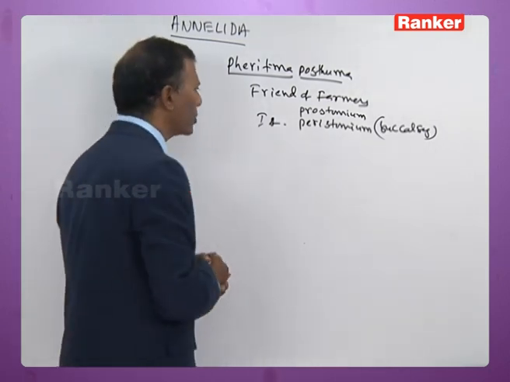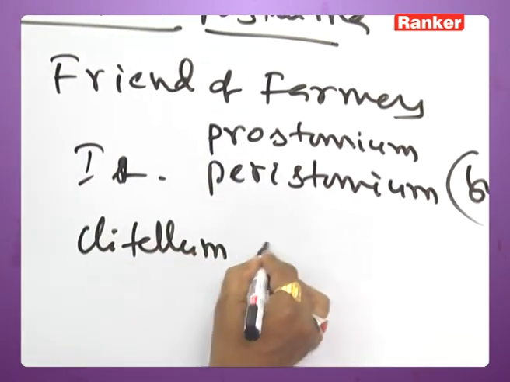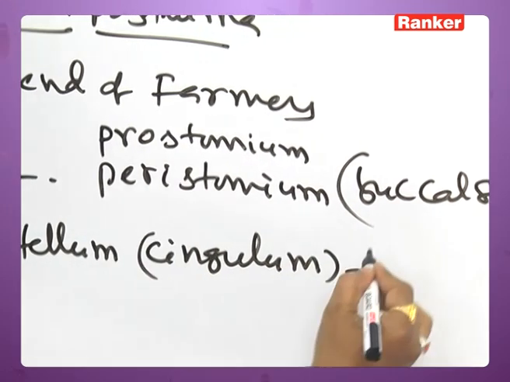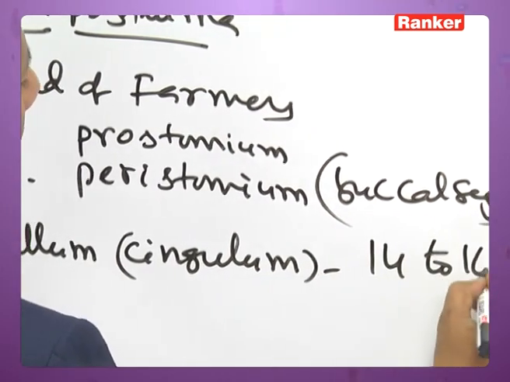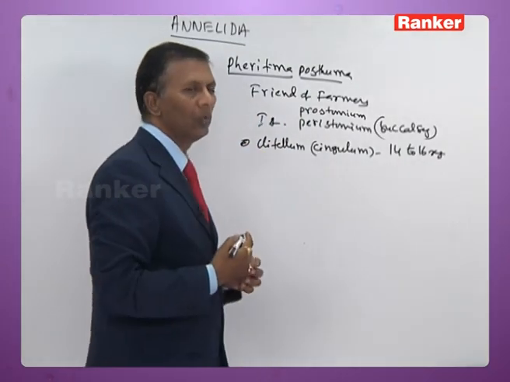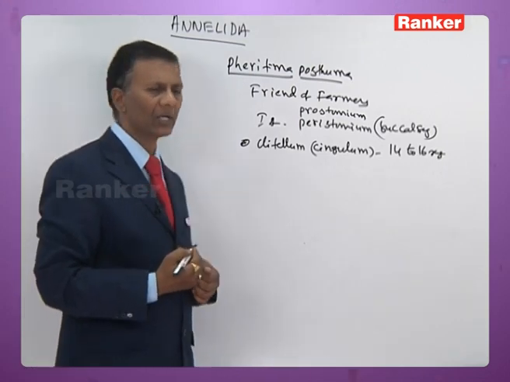And in Pheretima posthuma, the clitellum, which is also called cingulum, lies from 14th to 16th segments. It gives rise to the ootheca or cocoon at the time of fertilization.